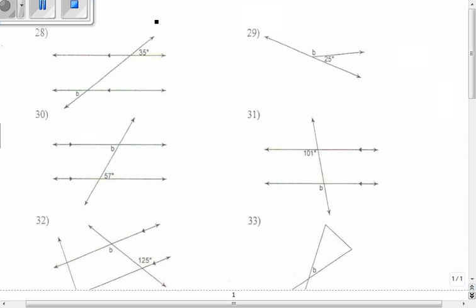Continuing the directions from the last section, we're solving for B on all of these problems. So let's go to 28.